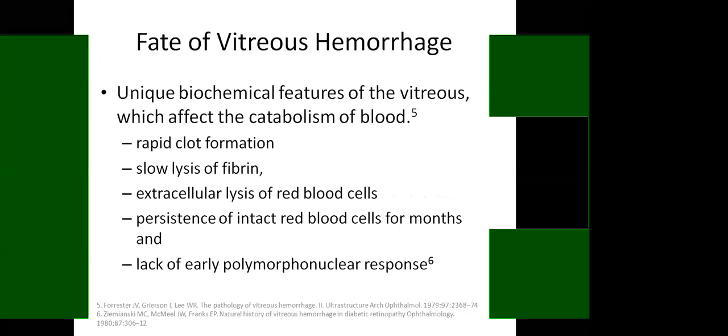So what's the fate of vitreous hemorrhage? We know that hemorrhage anywhere in the body will undergo catabolism, but in the vitreous, there are some unique features that affect this process. Some of them are that clots tend to form rapidly, fibrin lysis tends to take a long time, there's extracellular lysis of the red blood cells and persistence of intact red blood cells, and lastly, the lack of an early polymorphonuclear response.